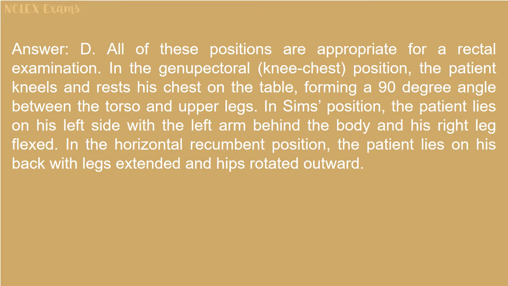Answer, D. All of these positions are appropriate for a rectal examination. In the genupectoral knee-chest position, the patient kneels and rests his chest on the table, forming a 90-degree angle between the torso and upper legs. In Sims position, the patient lies on his left side with the left arm behind the body and his right leg flexed. In the horizontal recumbent position, the patient lies on his back with legs extended and hips rotated outward.